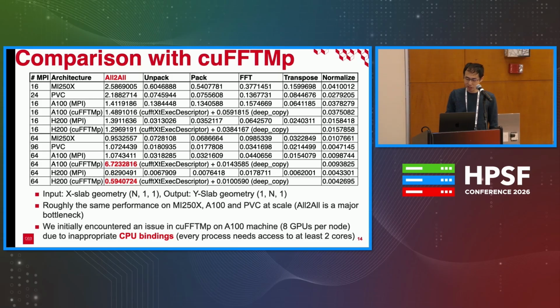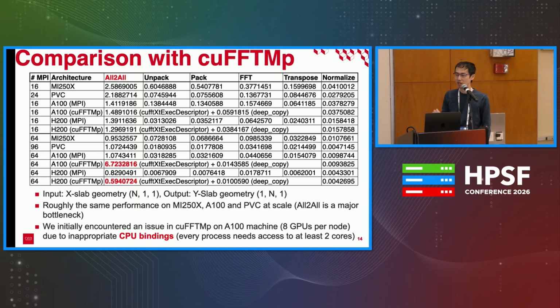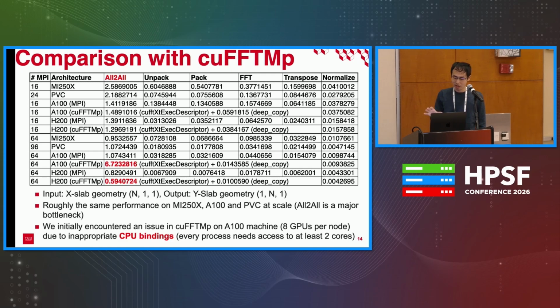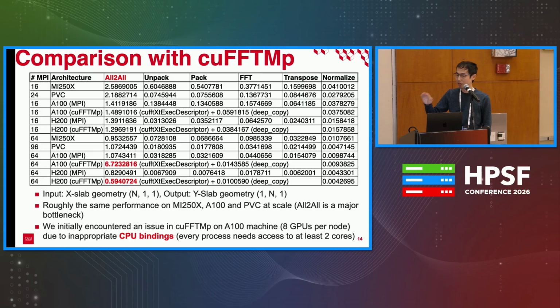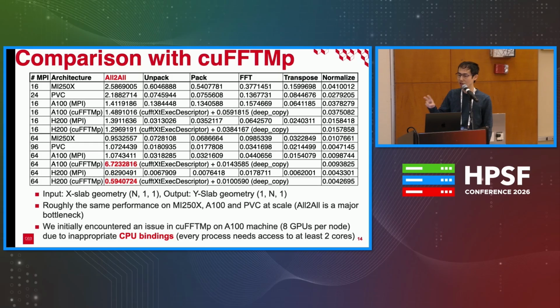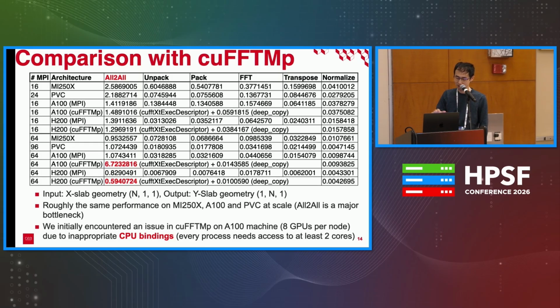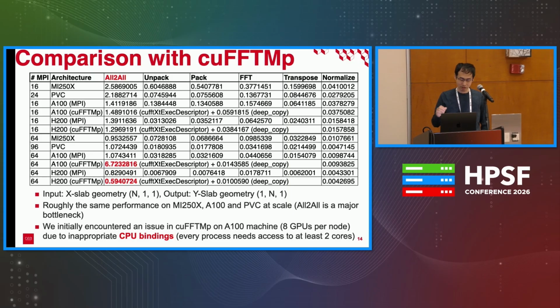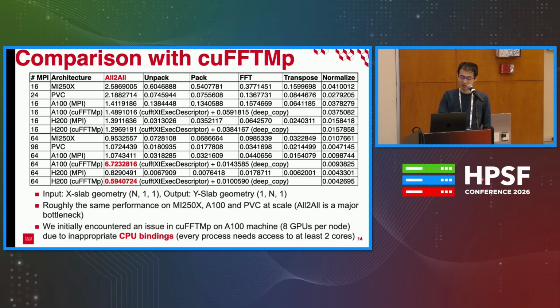In order to use cuFFT MP, you need to pay attention to the CPU bindings, because internally it is relying on NVSHMEM, and you need to make sure that every process can access at least 2 different cores. So you need to carefully set it, which is automatically set for the H200 case, and we found that it is 30% faster than our implementation, which is good. After finishing this measurement, I will update this slide, and when it is up on the Linux and the HPSF conference site, you will have the correct number for this part.